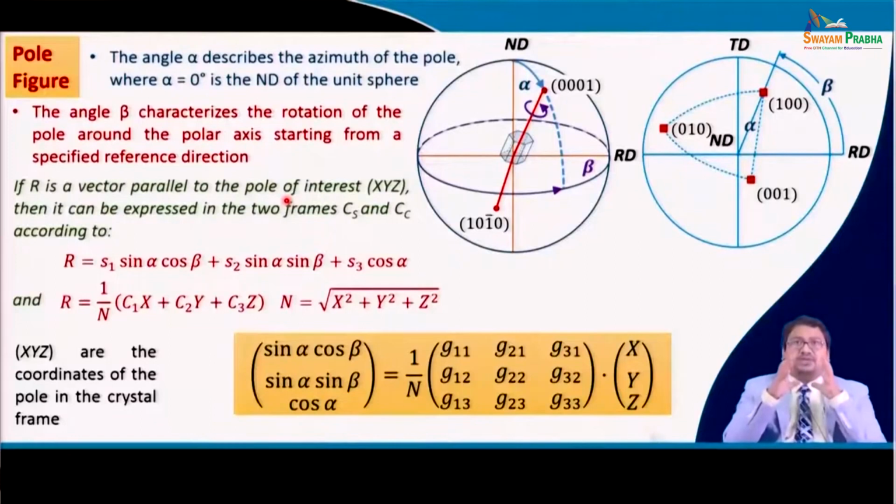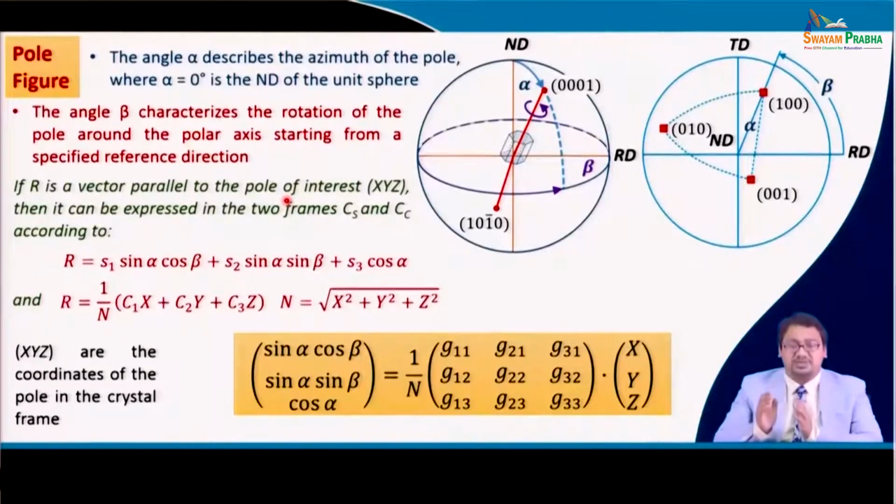So we have shown that using the orientation matrix, one can relate the pole figure, the important pole and its angular direction with respect to the important sample reference system, with respect to the G matrix, which is the orientation matrix.